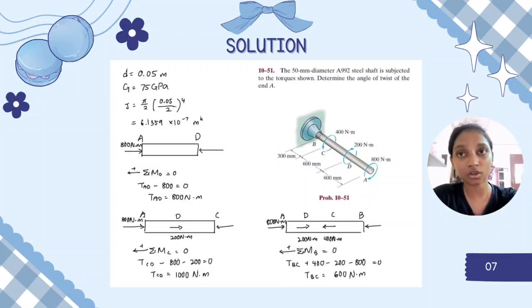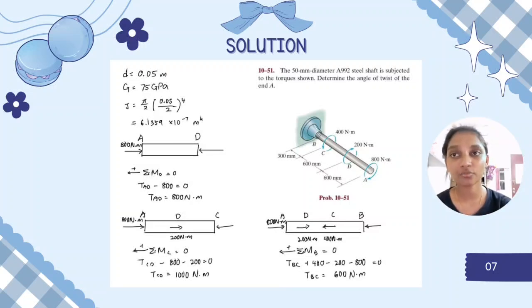Next, we need to find the torque from point C to D. Before that, we know the moment at point C equals 0. So TCD minus 800 minus 200 equals 0. Now why negative 200? Because at point D, the rod still rotates in the clockwise direction, so the arrow is on the left side. That's why we need to put negative 200. So lastly, TCD is 1000 Newton meters.